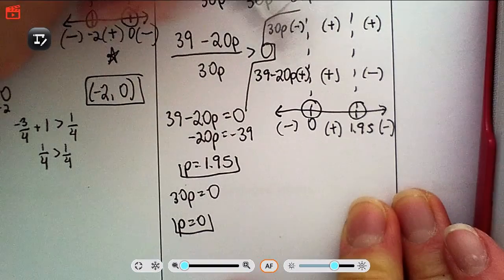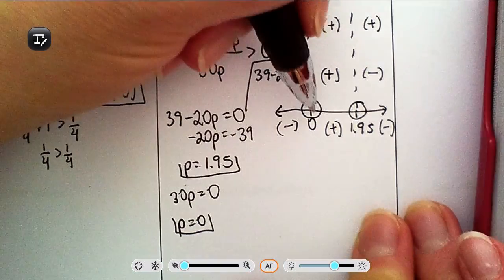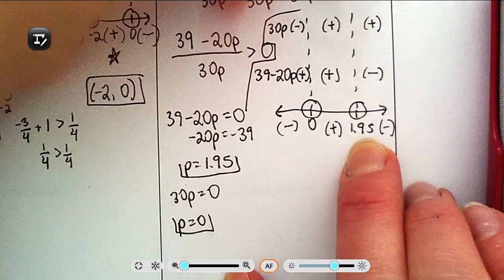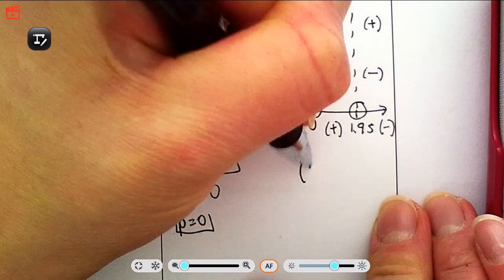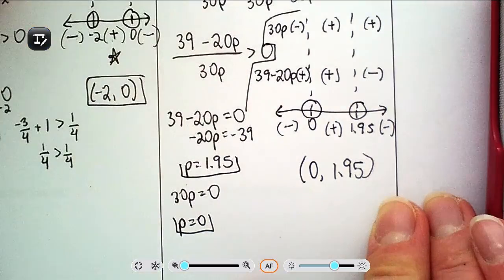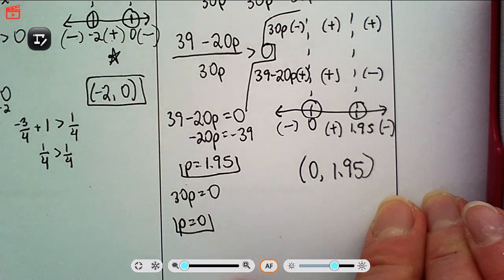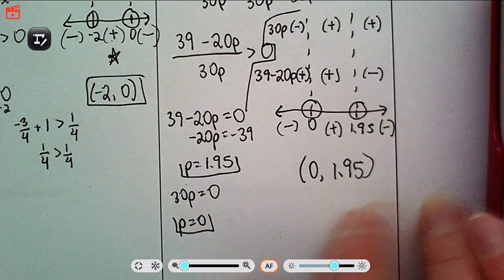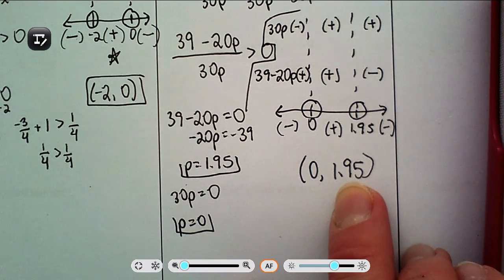Okay, also we're looking for greater than 0, so we're looking for anything from 0 to 1.95, because that's where we have this positive sign from our truth table. Okay, great. So parentheses 0 to 1.95 parentheses.